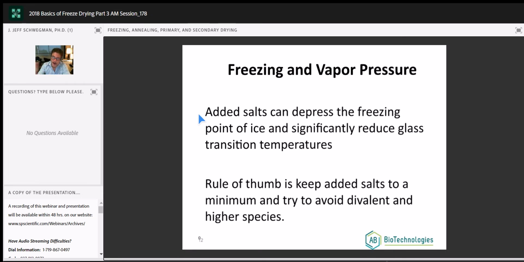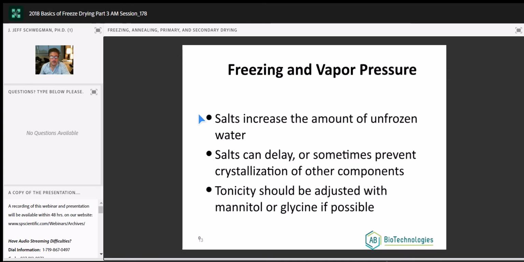So if we have to add a salt, use sodium chloride. We don't want to use calcium or magnesium or anything with an iron, definitely not iron +3. That will significantly reduce the vapor pressure. Salts increase the amount of unfrozen water. We can delay or sometimes prevent crystallization of other components.